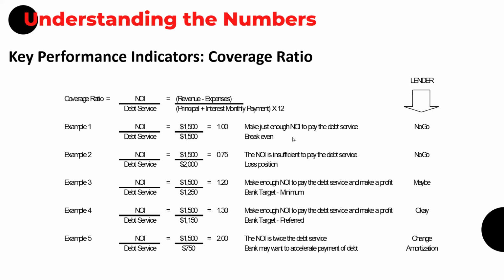Now, if we go a little bit to the other extreme and we see an NOI of 1500 with a debt service of only 750, that gives us a coverage ratio of 2. You would think that the lender would like that. The NOI is twice the debt service. We have enough money to pay our mortgage and we have a lot of money left over. But the banks really don't like that because you're making too much money. Typically, in a case like that the bank is going to want you to accelerate your payment of the debt. So instead of giving you a 30-year amortization, they might want to move to 25 or maybe even 20.